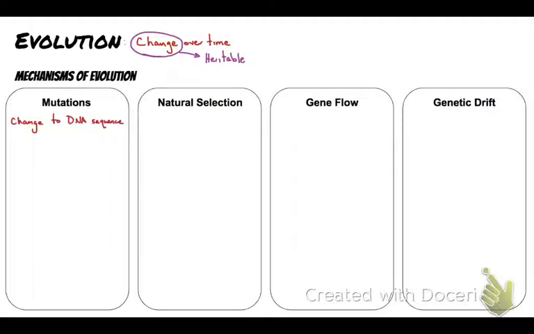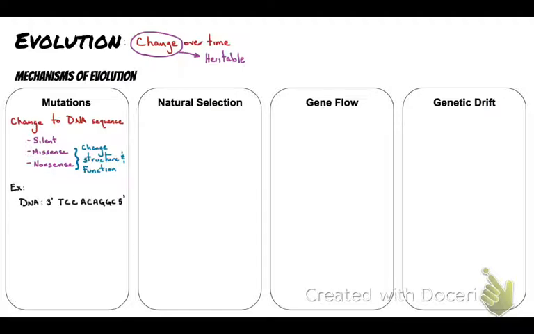You'll recall that mutations are changes to DNA sequence. So there are three different types. There are silent, missense, and nonsense mutations. Silent mutations have no effect on protein sequence, even though they do change DNA sequence. Missense and nonsense mutations are those that will change an amino acid sequence, and so those are going to lead to changes in the structure and the function of proteins.